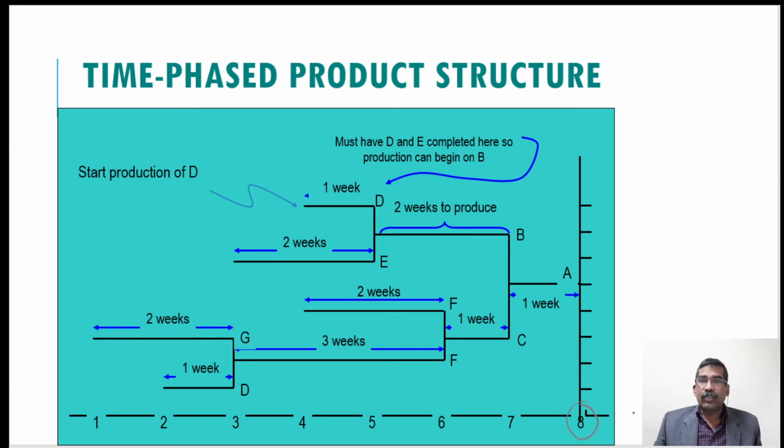This is given in weeks, so this is the 8th week, and the time to assemble or to process the A after completion of the B will be a requirement of 1 week. Similarly for B it is required 2 weeks. Similarly for C it is 1 week, and for D this is 1 week. For E 2 weeks, F 2 weeks. Then, this should be F and this should be E. This is E, and F 3 weeks, and G 2 weeks, D 1 week.